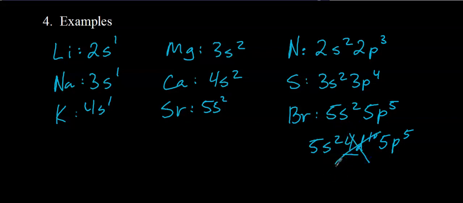So be careful. A valence configuration is not the same as a condensed configuration without the noble gas in brackets. It's sometimes very, very different, like in this case of bromine.